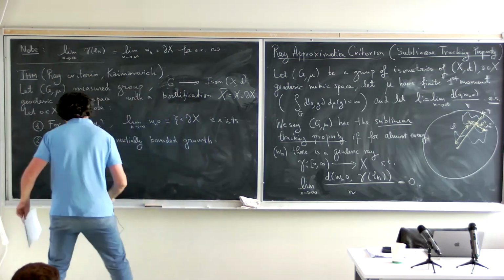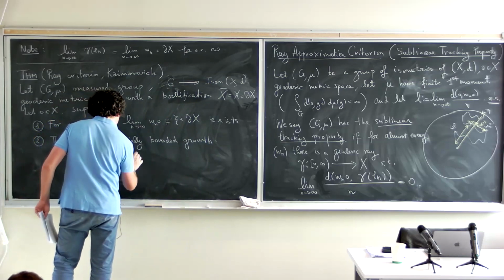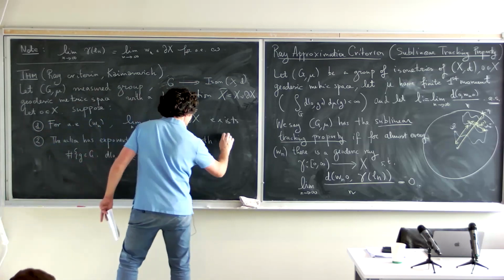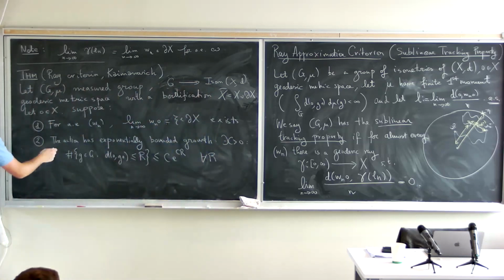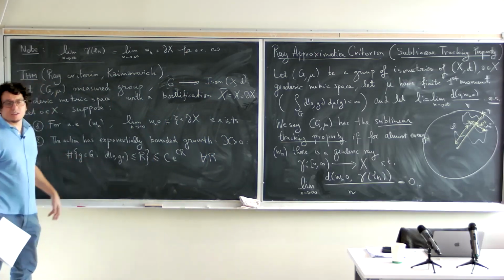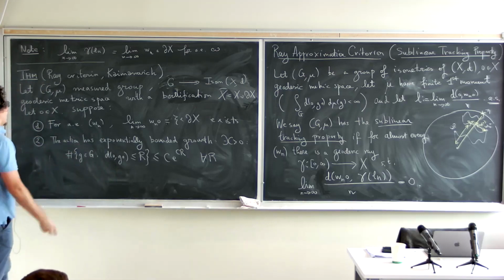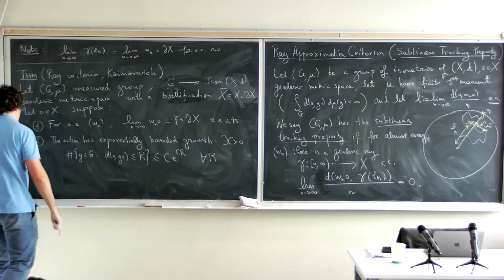meaning the following: the number of g's in G such that the distance between o and g o is less than R has to be bounded by C e to the C R for every R. So for every ball in the space, the number of elements of the group that give rise to it is bounded. For instance, an action of a finitely generated group on its Cayley graph always satisfies this, but in general it may be trickier.